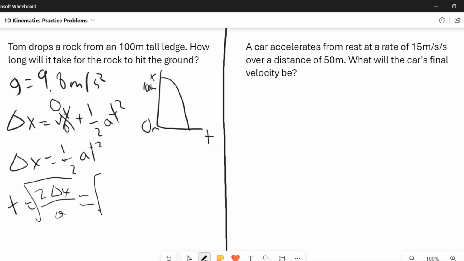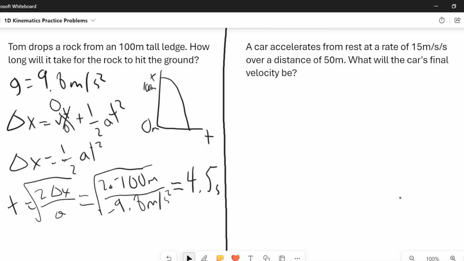So we get that time equals the square root of 2 times negative 100 meters over negative 9.8 meters per second squared. We get that this value will equal about 4.5 seconds. That's how long it takes for a rock to fall to the ground from a 100-meter tall ledge. Okay, so after solving that, please pause the video to work on the second problem and try to work through it.